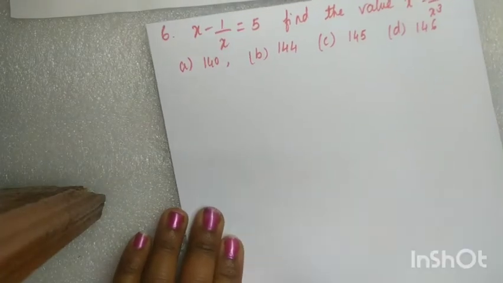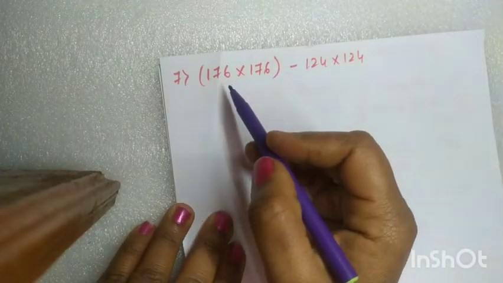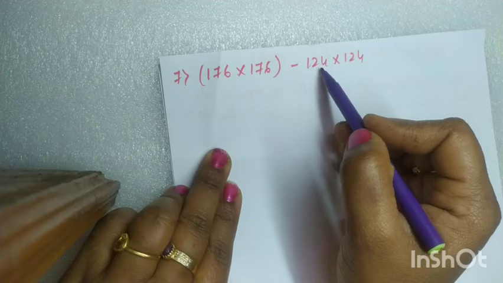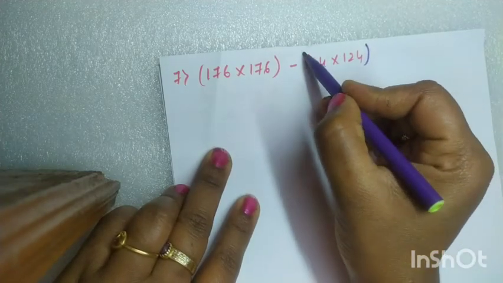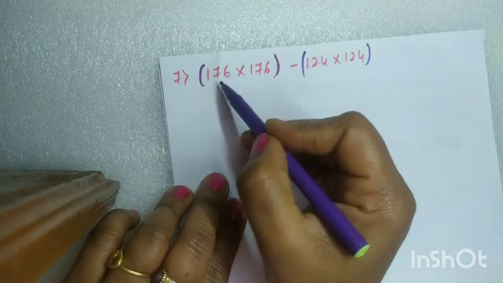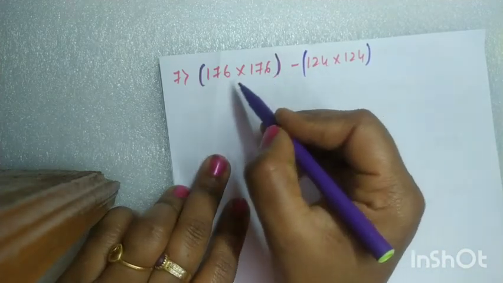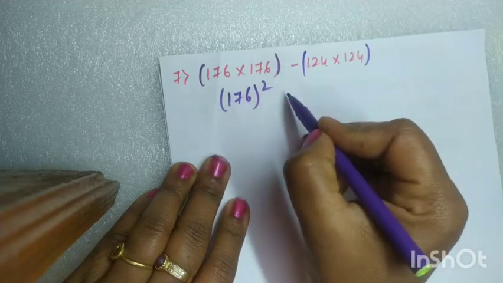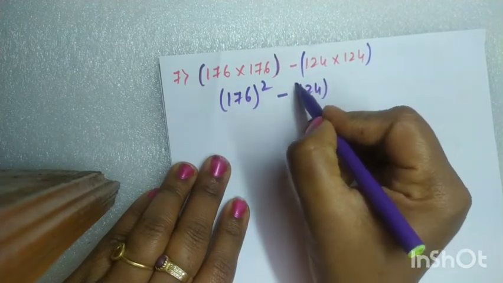Now let us see the seventh problem. Here it is 176 into 176 minus 124 into 124. What is the value of this? Here we can group like this. Instead of multiplying and then subtracting, we can write it as 176 the whole square, because it is 2 times, minus 124 the whole square.